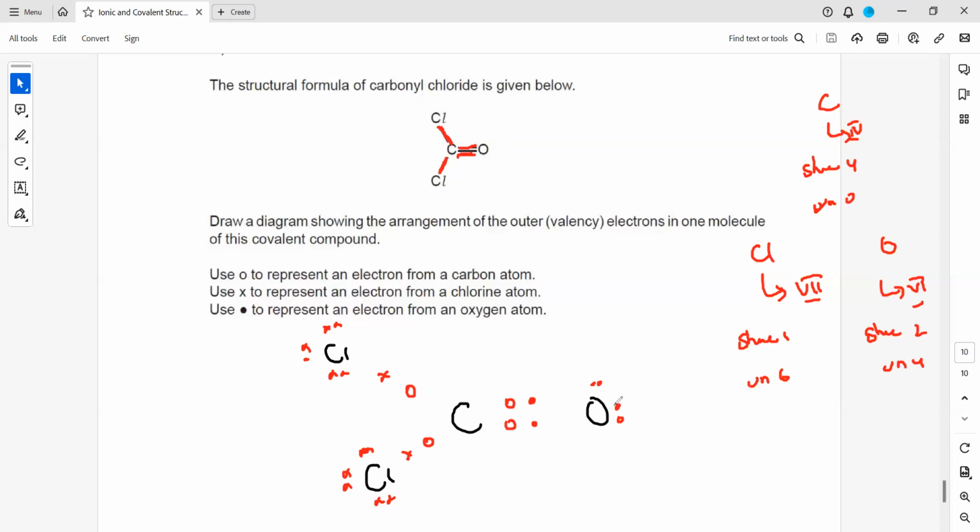So this is the structure of carbonyl chloride, which has a double bond between carbon and oxygen and a single bond between carbon and chlorine. Is this one clear?